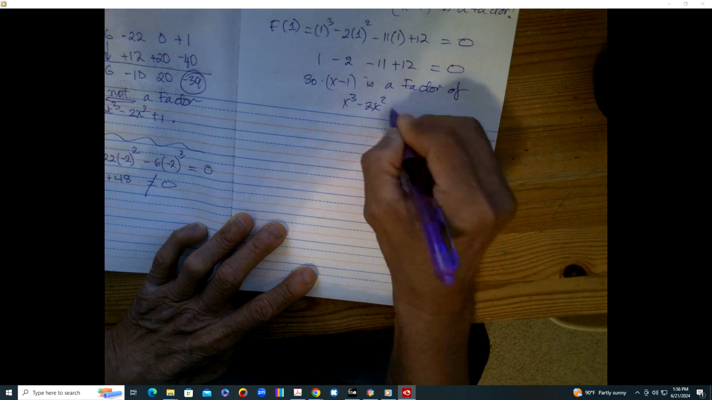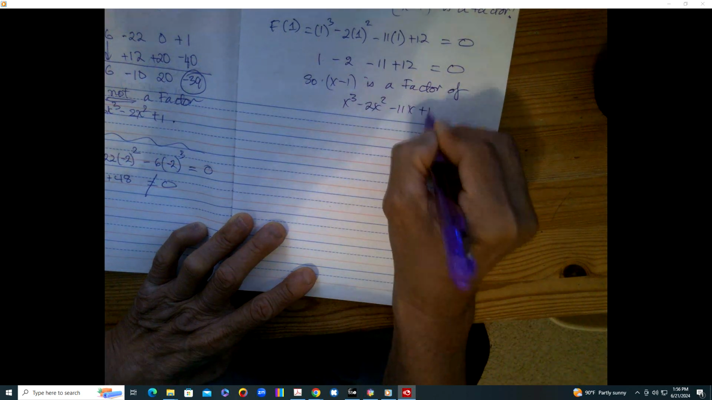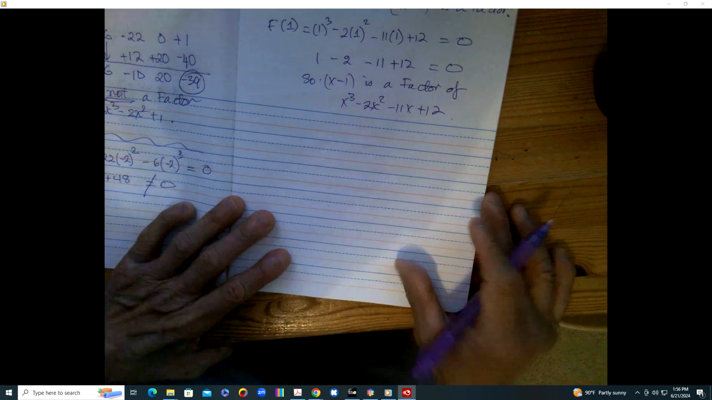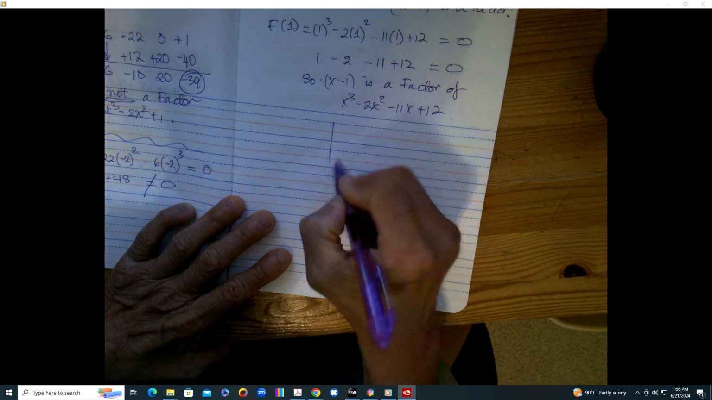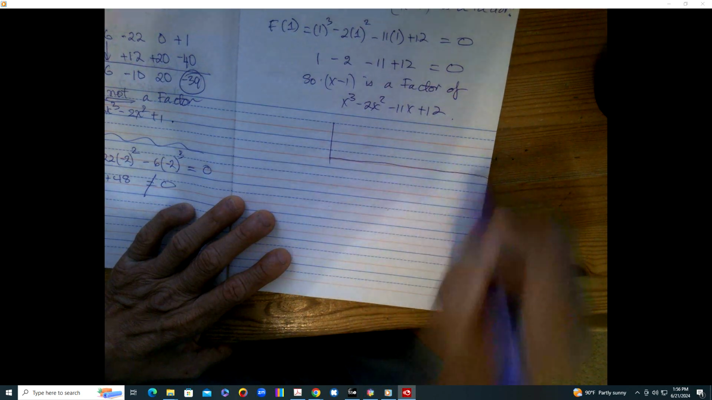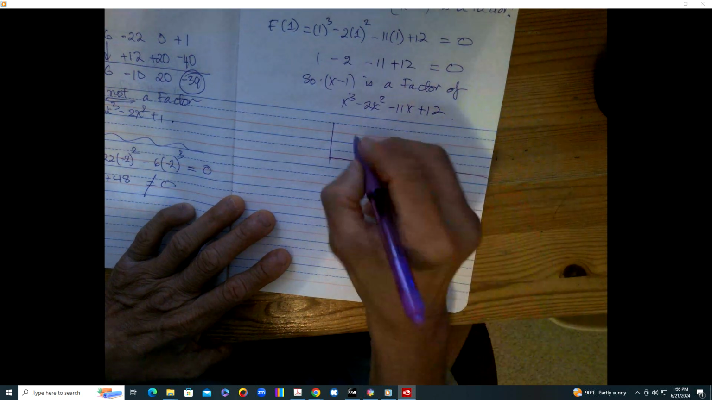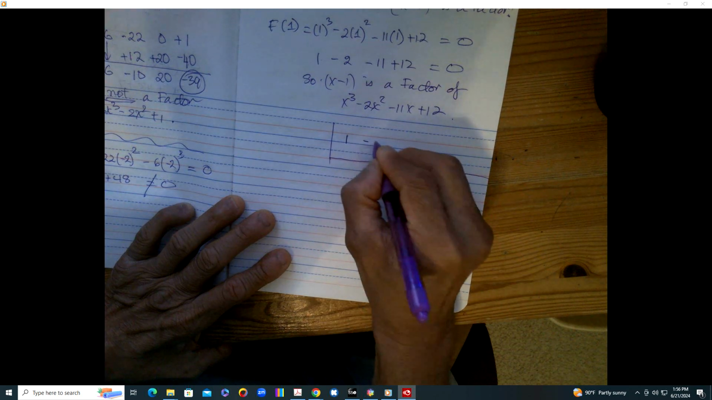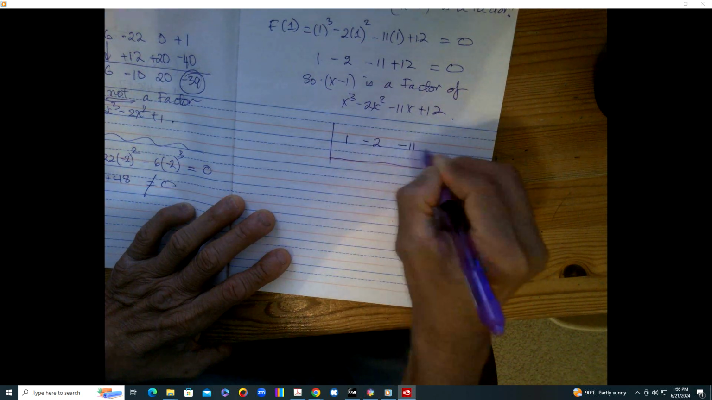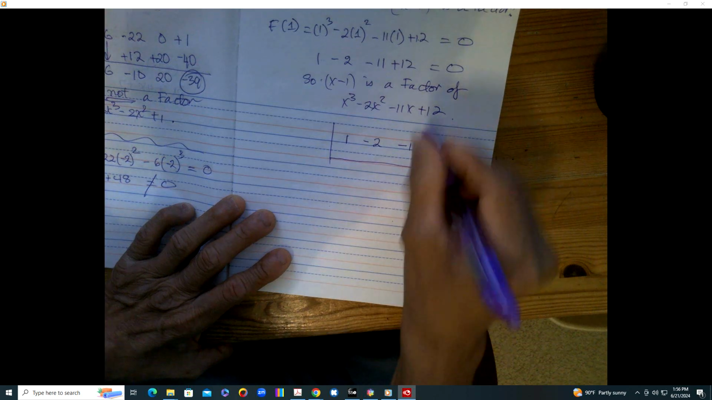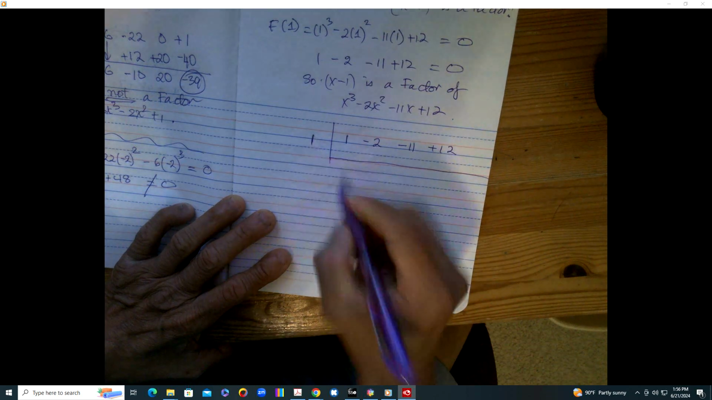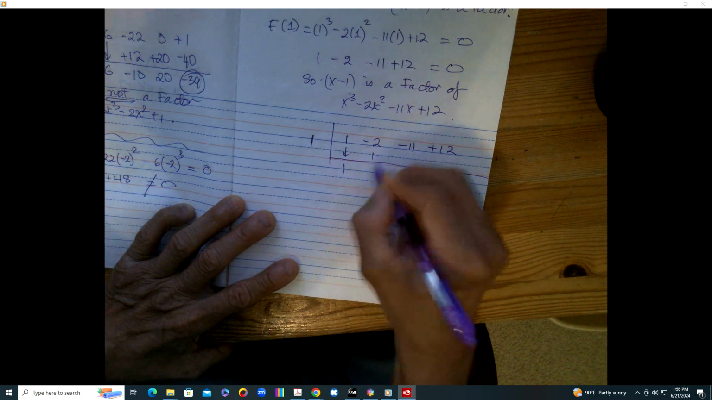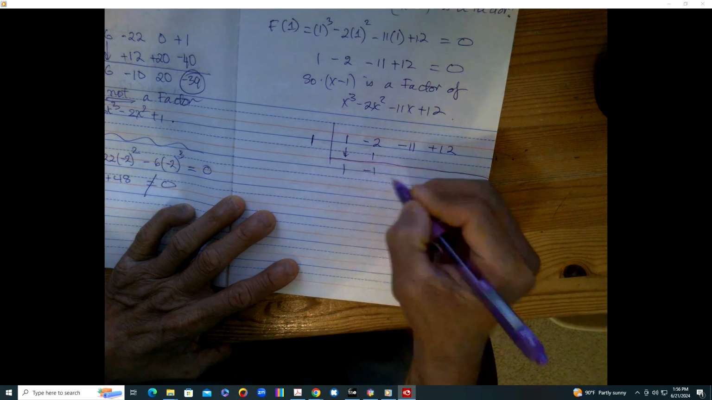All right, that's one method, right? We can also use the synthetic division. I'll show you guys 2 ways. So I can go in and I said 1, negative 2, negative 11, plus 12. And here I have a 1. Then the first thing to do, I bring down the 1. 1 times 1 is 1. So add them up. That gives me negative 1.